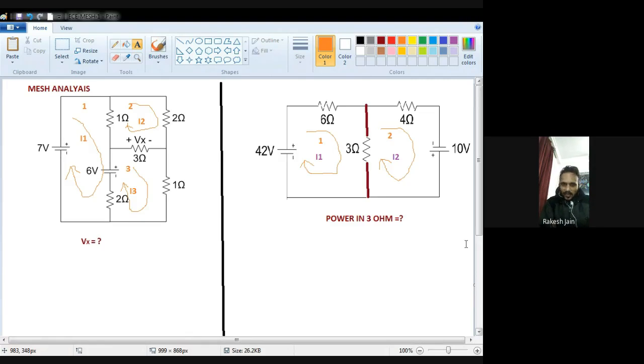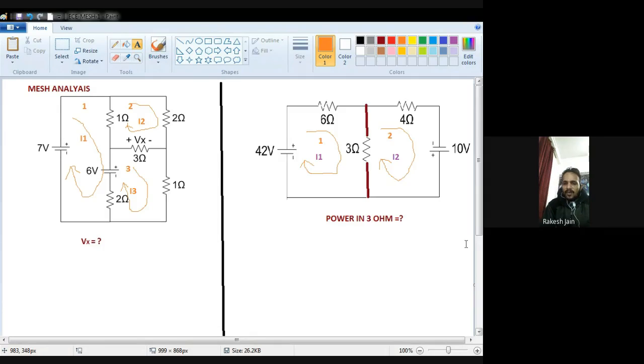This is my second rule. The first rule is the number of equations should be equal to the number of meshes you denote. The second rule, whenever you are writing the equation of any mesh, keep in mind we just write down the voltages, because we apply KVL in mesh analysis.